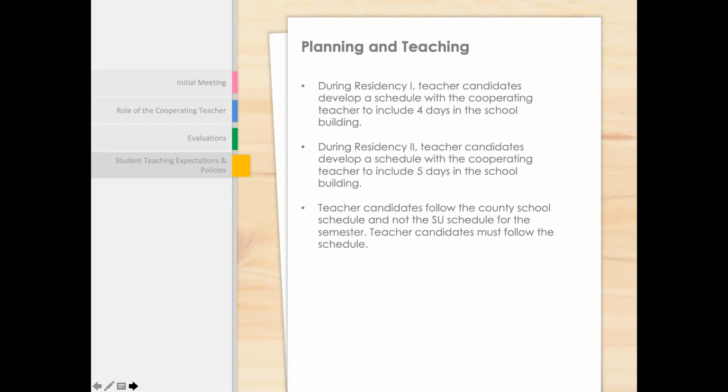During the initial meeting with you, residents must complete a schedule to follow for the entire length of the year-long residency. During Residency 1, residents must report to the school 4 days per week. Arrival and departure times must be determined and followed. During Residency 2, residents must report to the school 5 days per week. Arrival and departure times must be determined and followed. Residents will not follow the Shepherd University calendar during the residency. They must follow the county schedule.